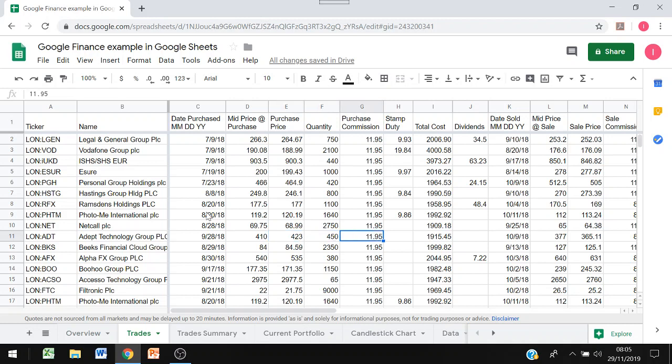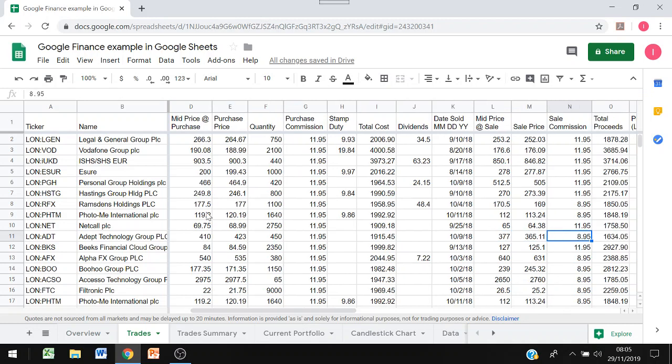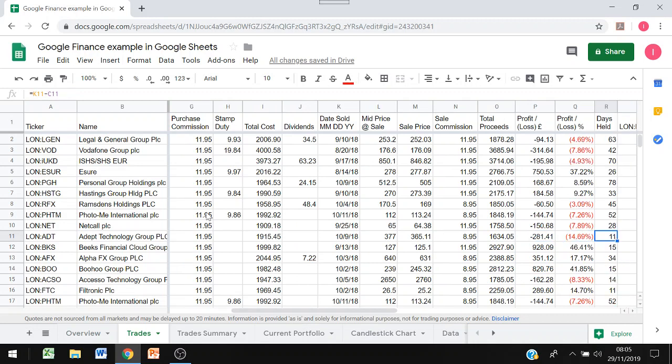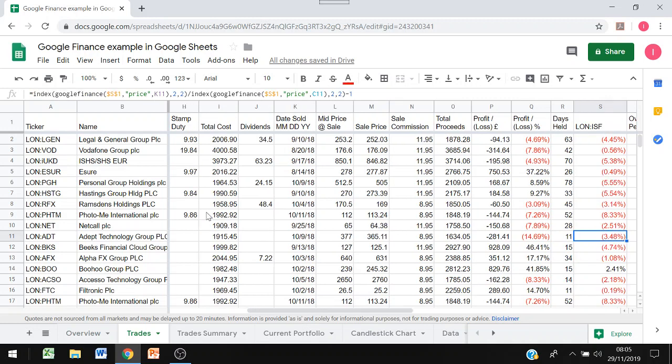How many I bought, commissions I paid, stamp duties, I got my total cost, any dividends I received when I sold them, mid price when I sold, then the actual sale price that I got, looking at all the slippage again, commission I paid, proceeds, whether I made a profit or a loss, then the percentage, how long I held them for, taking the difference between two dates.